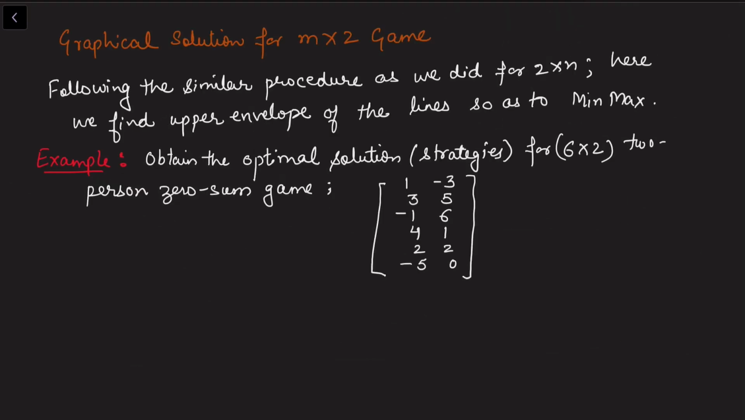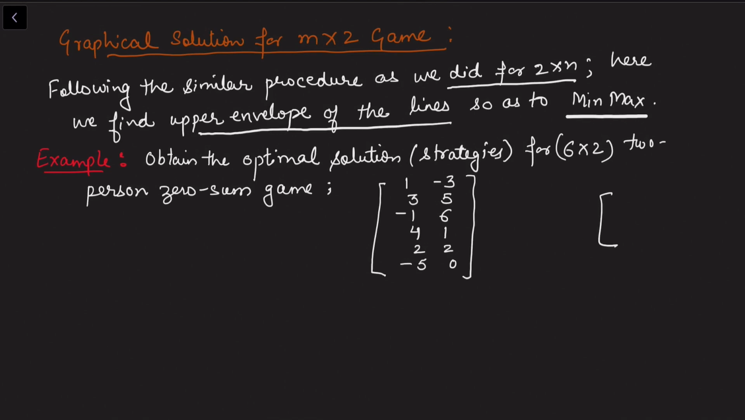So now let us calculate the graphical solution for m cross 2 games, and we follow a similar procedure as we did in the 2 cross n problem, but the only difference here is we look at the upper envelope of the lines so that we can find minmax. And why are we finding minmax? We see here, this is player B, here it is the player A. We consider this as a payoff matrix for A. That means there is a loss to player B. So we first consider the maximum loss, then we consider the minimum of that. So this is minmax.